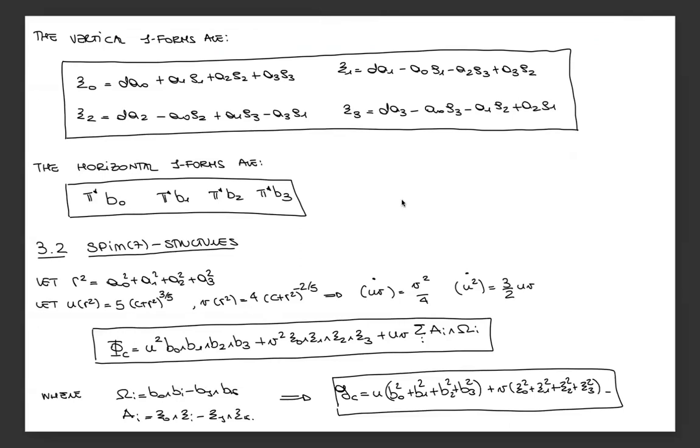Any questions about the Spin(7) structure? Okay, if everything is clear, or too confusing so that you don't have questions, I'll move forward.